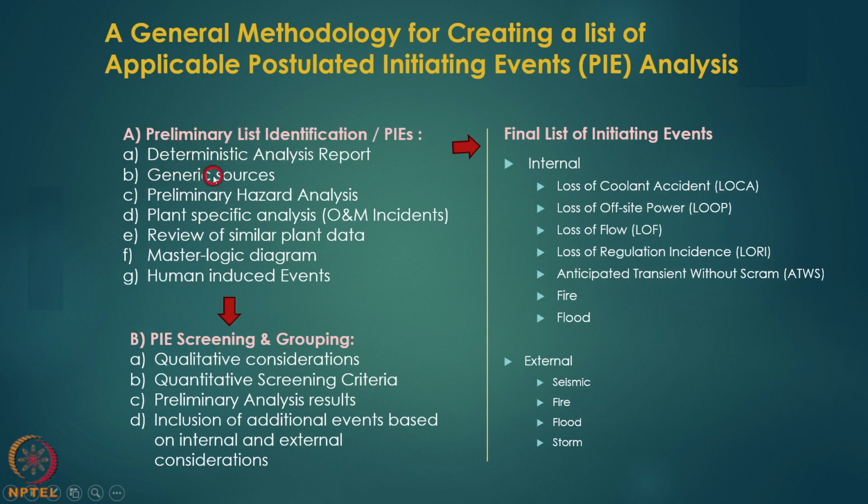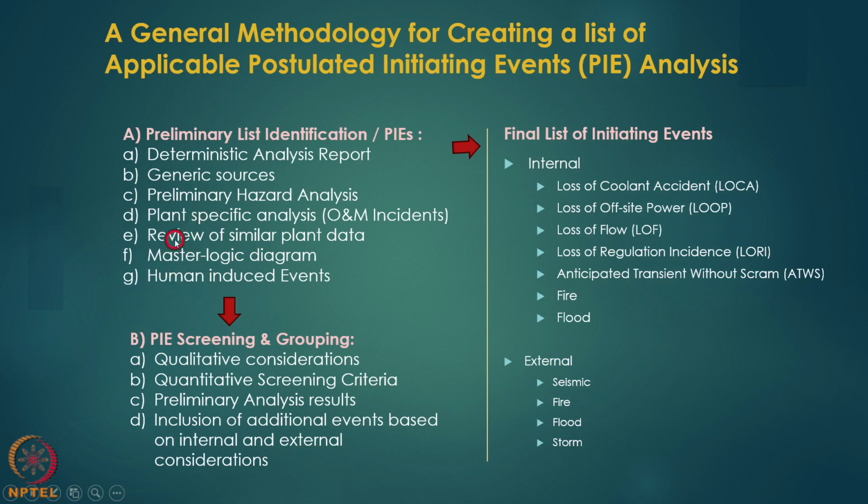So deterministic safety, and so for how these events will come, PRA comes after this deterministic approach. So deterministic studies will already have a list of initiating events, collect some more events from generic sources, then preliminary hazard analysis, plant specific analysis, review of similar plants, and master logic diagram and human induced events. What I am trying to do is, if we need a very robust and quality PRA, the list of initiating events should be as complete as possible, and these are the different sources we can visit and fine tune our list of initiating events.